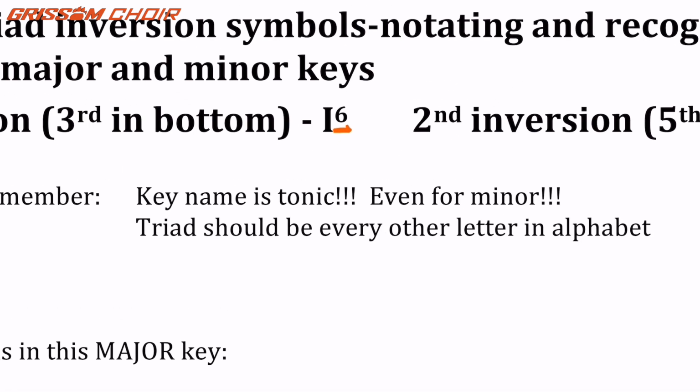Remember that the name of the key is the tonic, the name of the key is the do, even for minor keys. So if we were in B flat major, that means the tonic is the B flat note. If we were in C minor, that means that C would be our tonic note. And remember, of course, that a triad should be every other letter in the alphabet: C, E, G, D, F, A, so on and so forth.